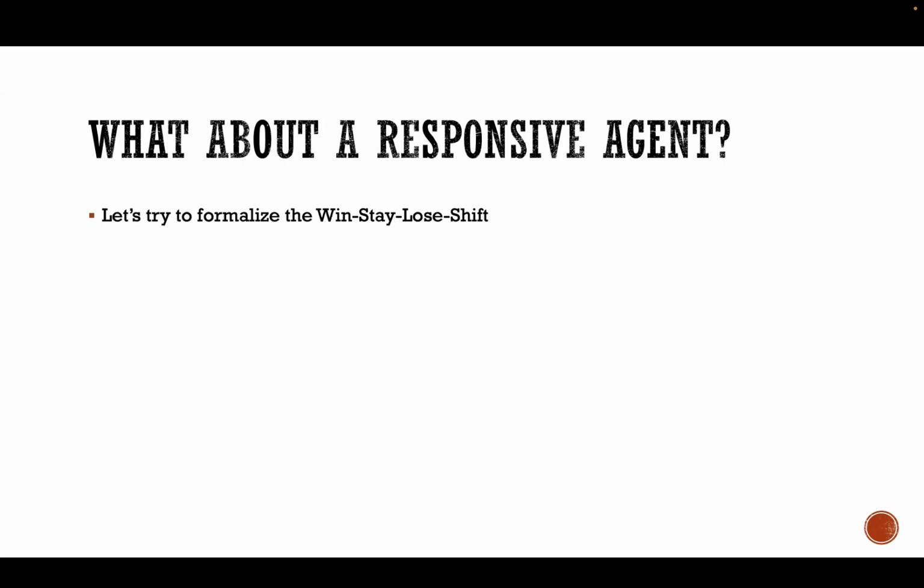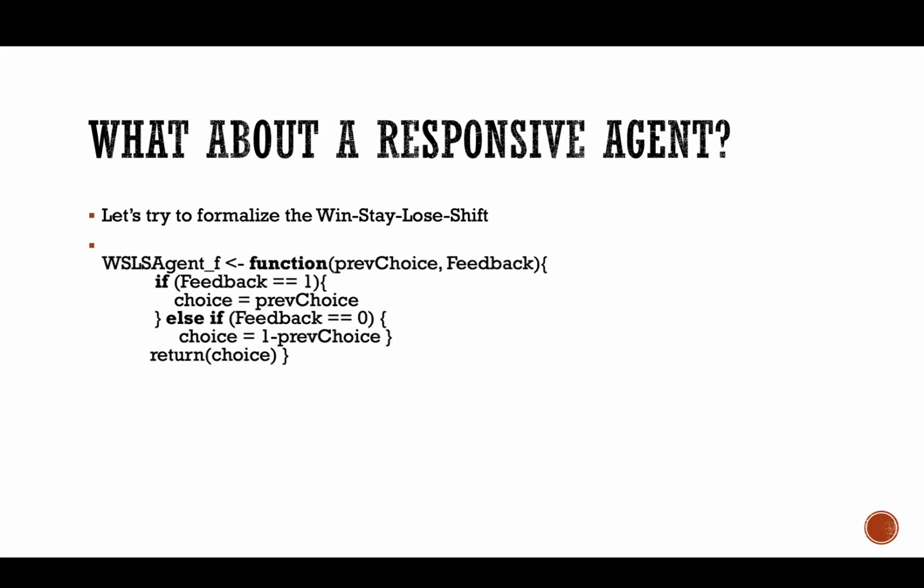Let's try to formalize it with the win-stay, lose-shift rule. Just to give you an example of the workflow, now we create a new function. It's the WSLS agent function. Define it as a function. It takes the previous choice and the feedback.